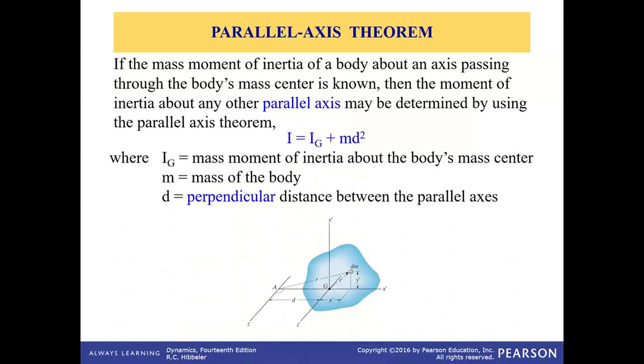Parallel axis theorem. If the mass moment of inertia of a body about an axis passing through the body's mass center is known, then the moment of inertia about any other parallel axis may be determined using the parallel axis theorem. As per this theorem, the moment of inertia about any axis is the moment of inertia about the axis passing through the center of mass plus md², where m is the mass of the body and d is the distance between the two axes. So I_G is the moment of inertia about the body's mass center, m is the mass of the body, and d is the perpendicular distance between the two parallel axes.